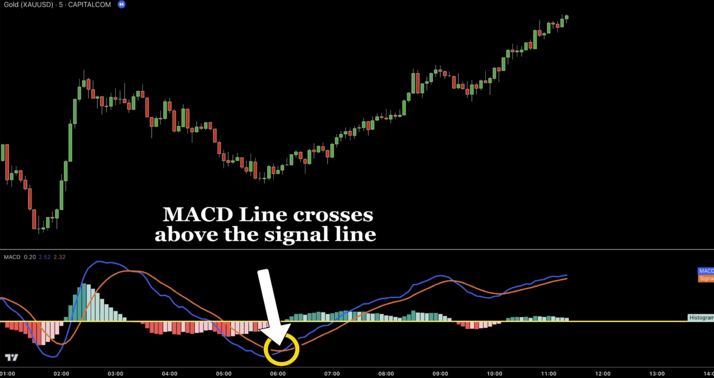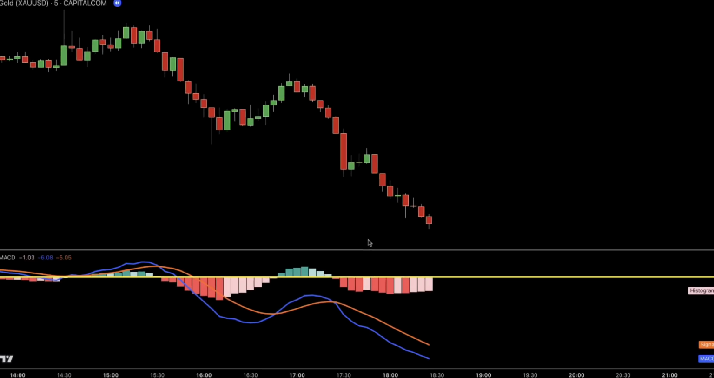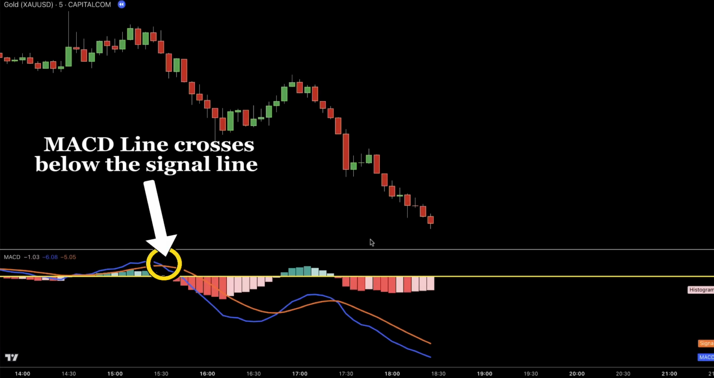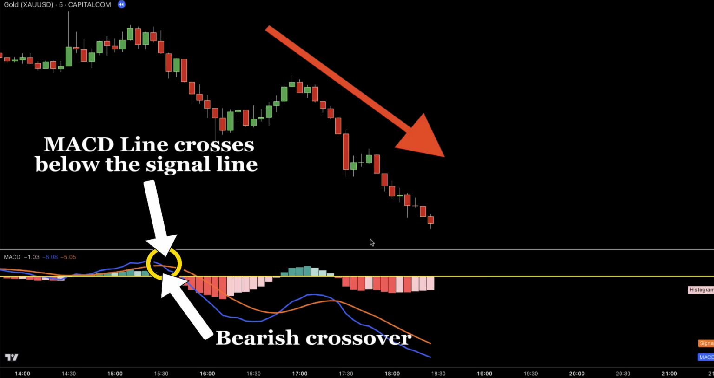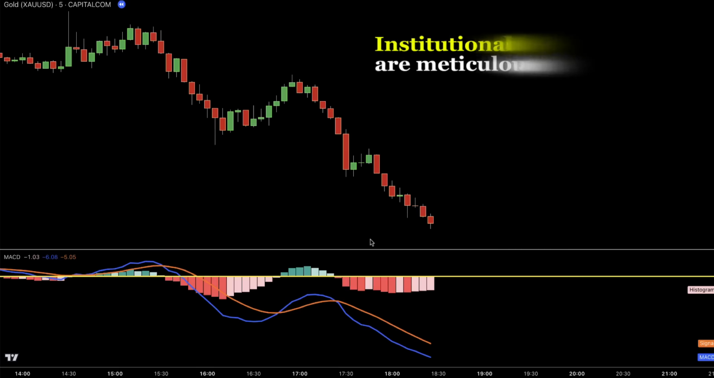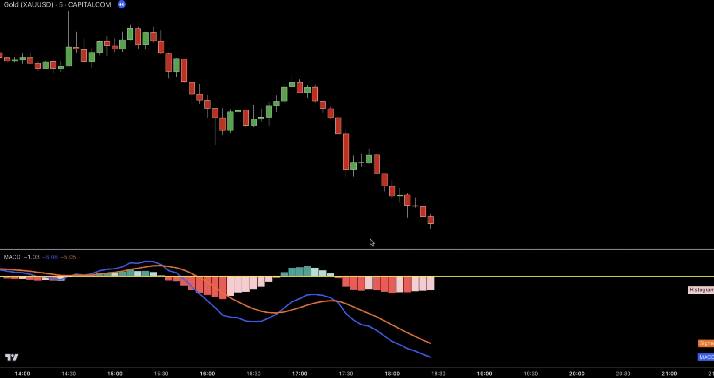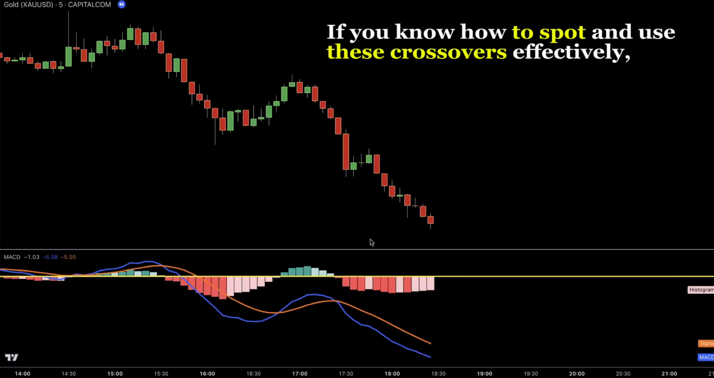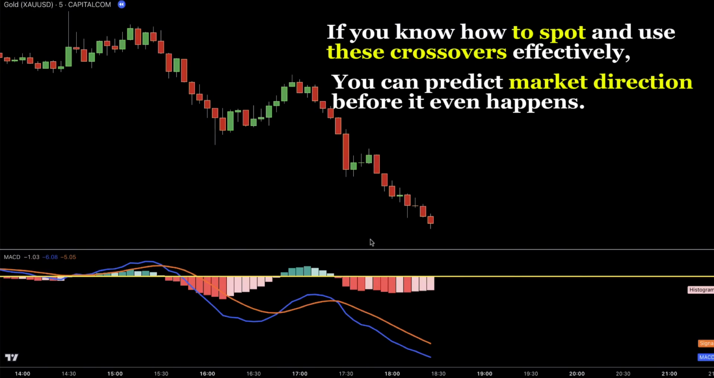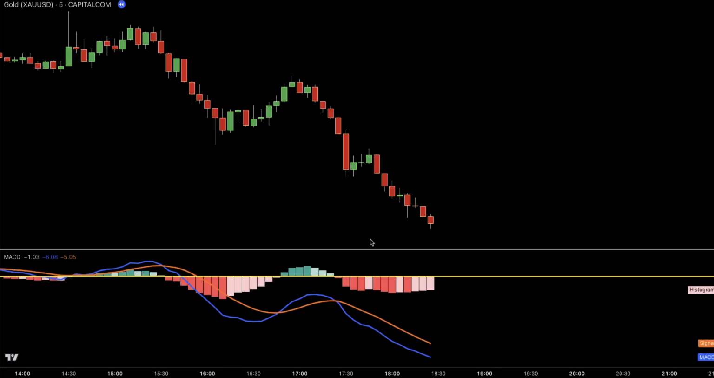When the MACD line crosses above the signal line, this is called a bullish crossover, indicating the market may move upward. On the other hand, when the MACD line crosses below the signal line, it's a bearish crossover, signaling a potential market drop. This isn't just a coincidence. Institutional algorithms are meticulously built to recognize and act on these signals. Here's the exciting part. If you know how to spot and use these crossovers effectively, you can predict market direction before it even happens.